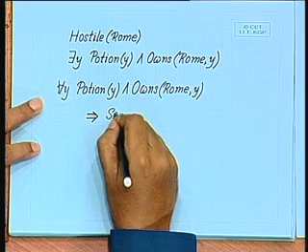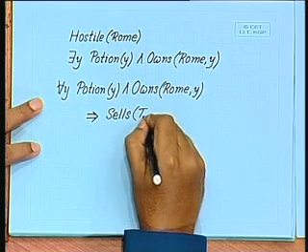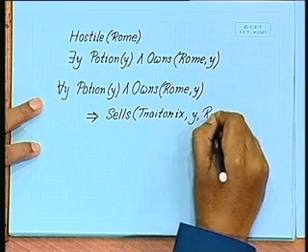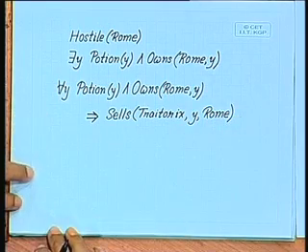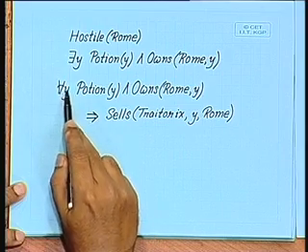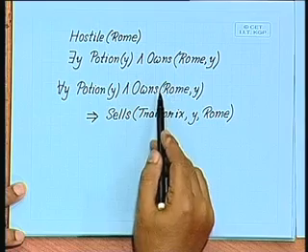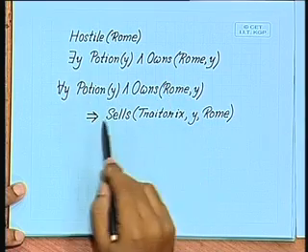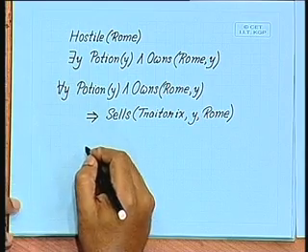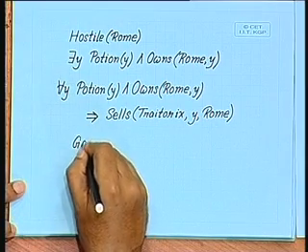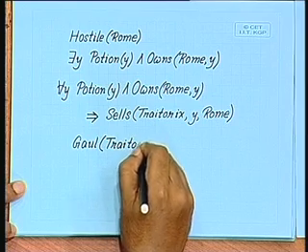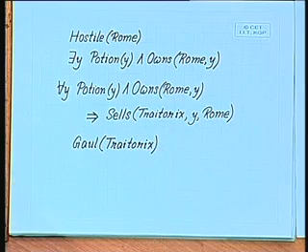So, sells, right. So, for all y which is a Poisson formula and which is owned by Rome, all Poisson formulas that are owned by Rome were sold to Rome by Traitorix, right. Finally, we are given that Traitorix is a Gaul. So, Gaul, right.